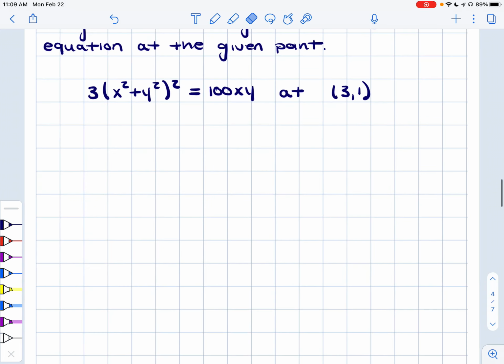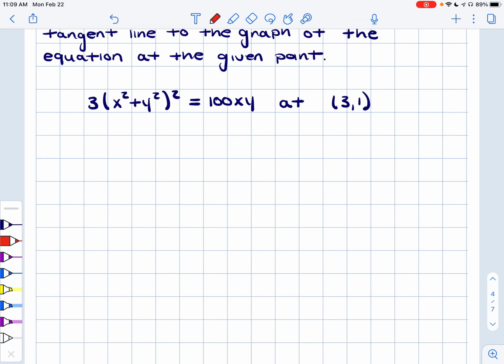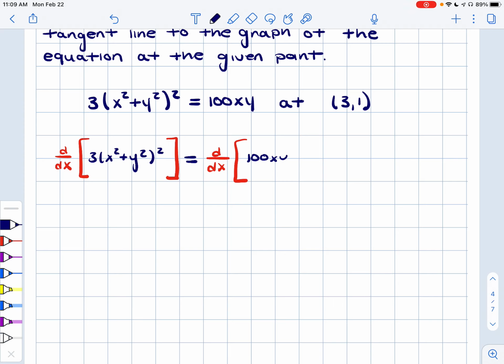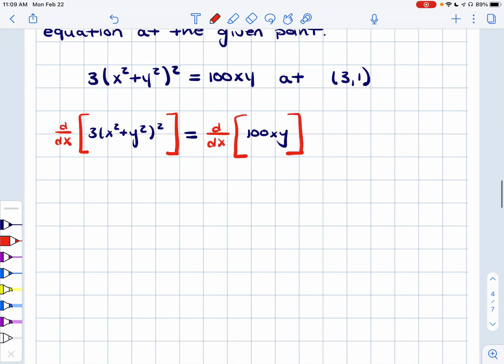So here's where our implicit differentiation comes into play. So I'm going to go ahead and start by taking the derivative with respect to x of both sides of this equation. Okay, so we took the derivative with respect to x of both sides of the equation. Okay, so now we're going to go ahead and take our derivative.